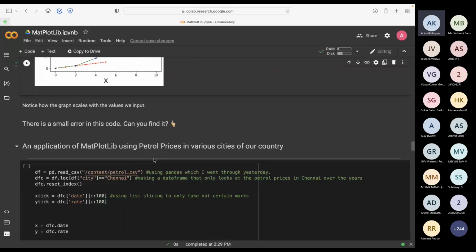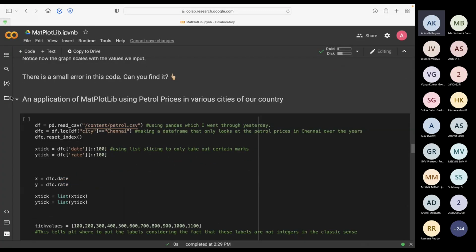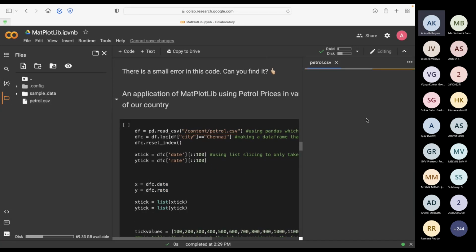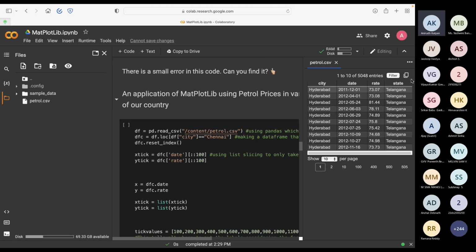The runtime got disconnected. Anyways, we have a CSV file which I have taken as petrol.csv. Now this is a much bigger CSV compared to the serial that we were looking at on Wednesday. See how much more time it takes to load. And see, there are some 505 pages. So you can think about it, 10 per page, so there are like 5,050 rows.